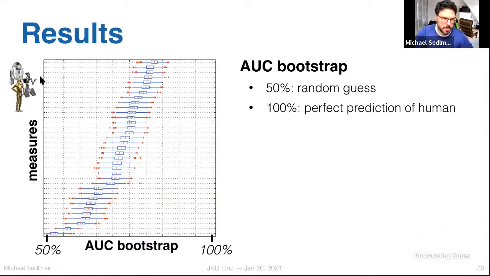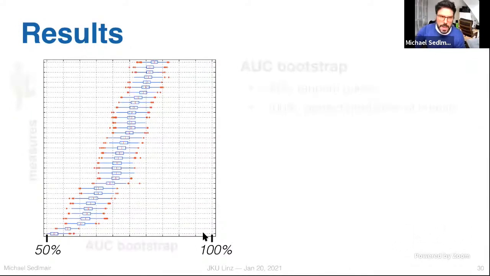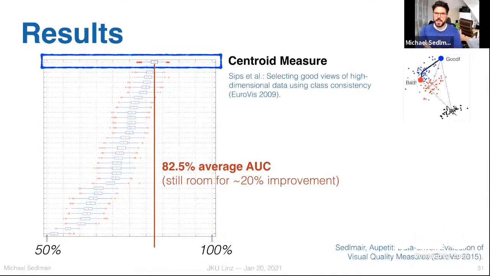So here we have the measures. We identified some 34 different measures that we could use, and here's this AUC bootstrap. It turns out that the best measure was indeed the centroid measure by Mike Sips.